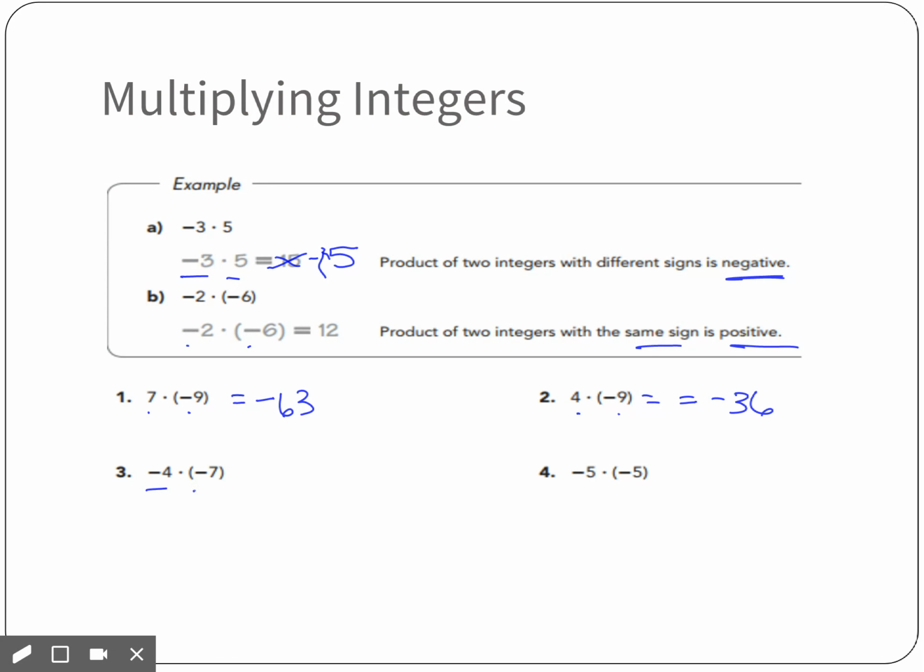Negative 4 times a negative 7. A negative times a negative is always a positive. So 4 times 7 is 28. And lastly, number 4, negative 5 times negative 5. 2 negatives equals a positive.